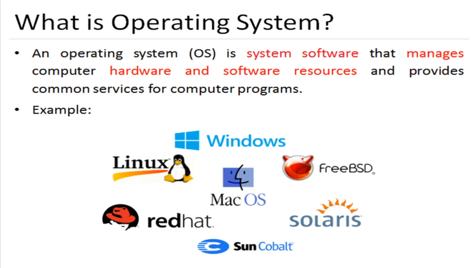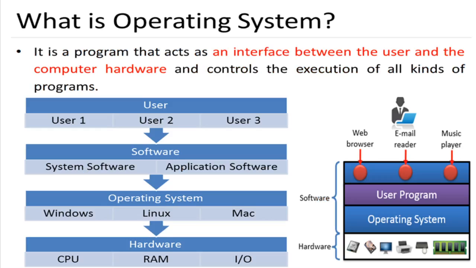Some of the examples of operating system are Windows operating system, Linux operating system, Mac OS, FreeBSD, Red Hat, Solaris, and Sun Cobalt. An operating system is an interface between the user and the computer hardware and controls the execution of all kinds of programs. That is, the user can interact with the hardware only with the help of operating system.